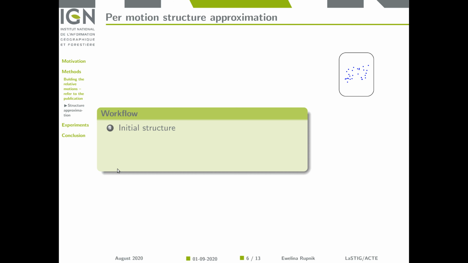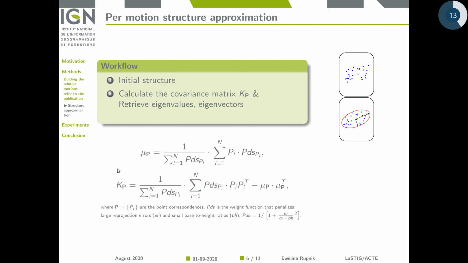We start off with the full structure. On the right-hand side you can see a 2D toy example illustrating the flow. Once the points are intersected in space, we calculate their mean and covariance metrics. To give less significance to points that were intersected with larger projection errors, or small base to height ratio, we employ a weighting function that penalizes both. It is denoted as PDS.